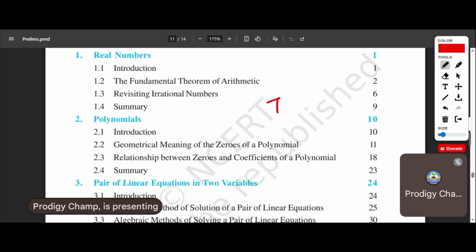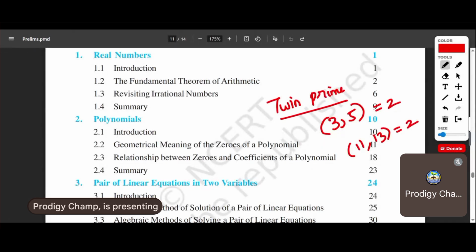Then what is a twin prime? A twin prime pair means the difference should be 2. For example, 3 and 5: the difference of 3 and 5 is 2. Am I right? And 11 and 13. The difference is 2. But in twin primes, both numbers should be prime numbers. In co-prime numbers, it is not necessary that both are prime. It can be a composite number and a prime number. Both deal with a pair of numbers.